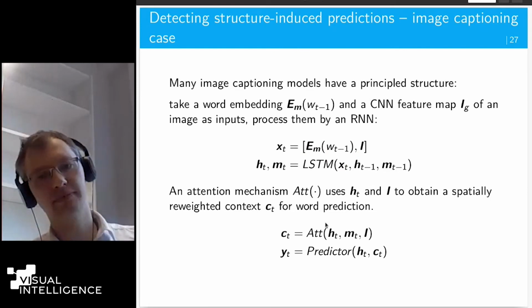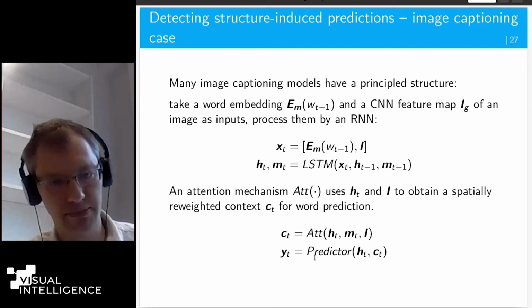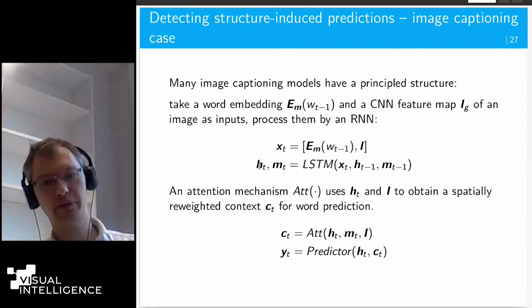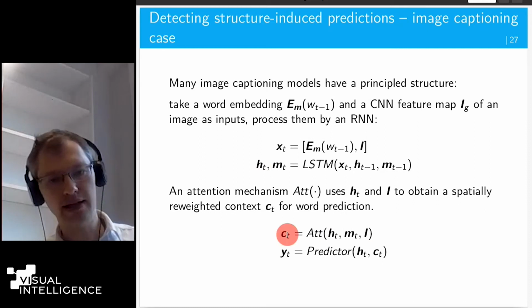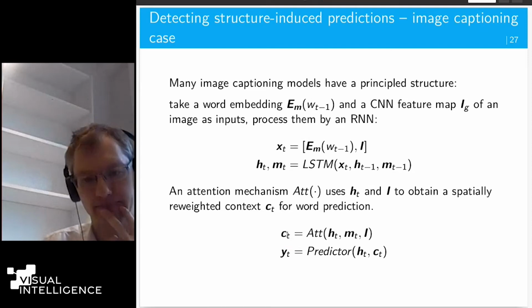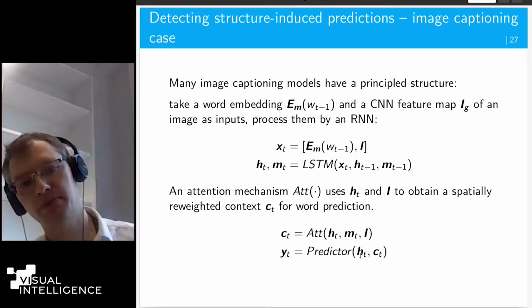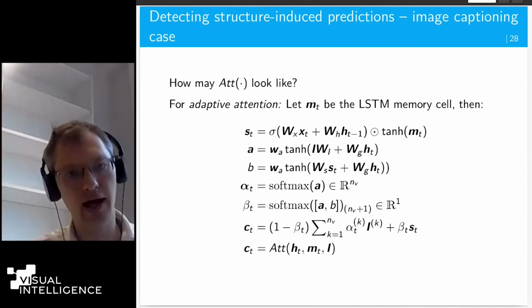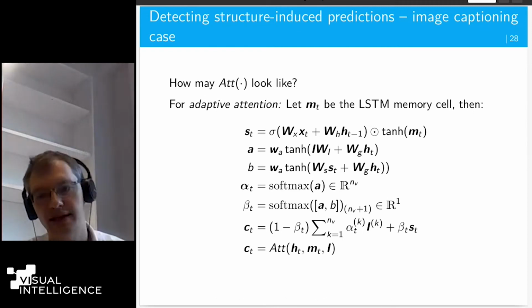And very often, there is an attention mechanism inside. So it uses the image, and it uses some hidden state from a first layer neural network to obtain some kind of a spatially reweighted context. And then I use this context together with some hidden states to predict the next word. And the point is, you can look at these attention models.